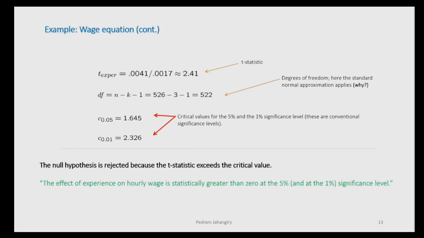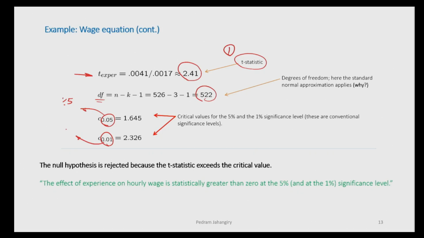This is what I already wrote down there. The t-stat for experience is 0.0041 divided by 0.0017. It's roughly 2.41. So this is my t-stat, number 1. And then in order to calculate the critical value, I have to calculate the degree of freedom. It was 522. We already talked about this one as well. And then these are my significance levels. So we're going to look at 5% and 1%.